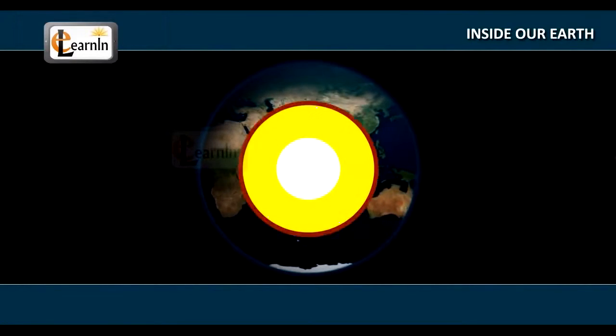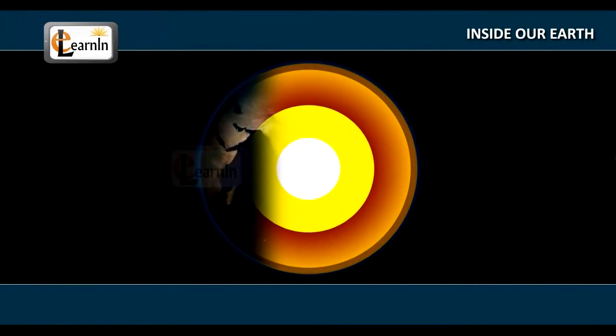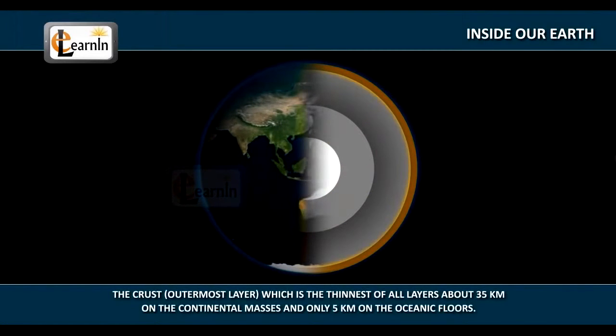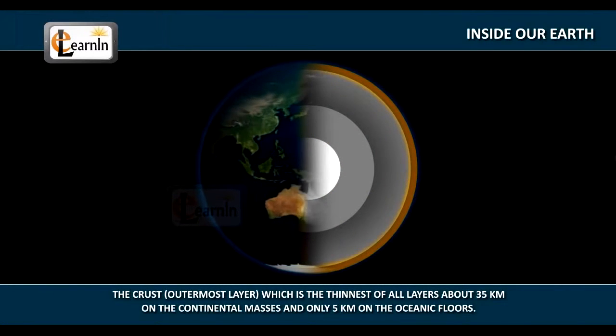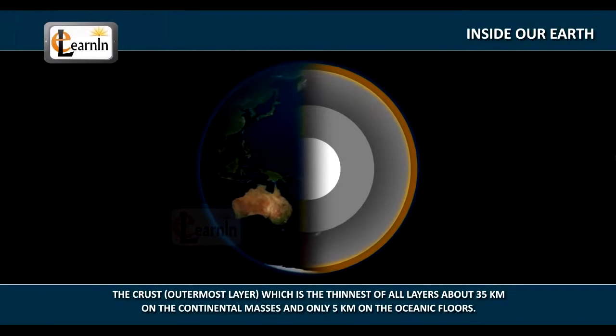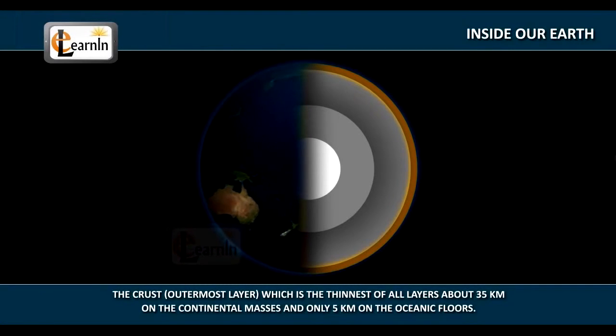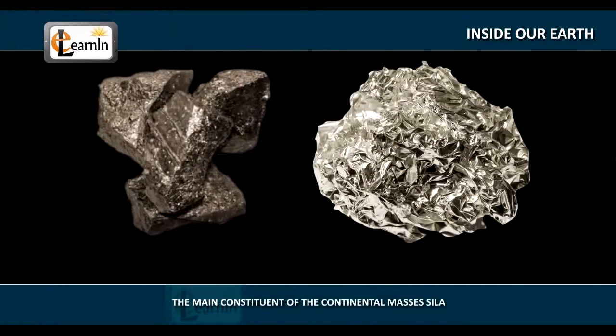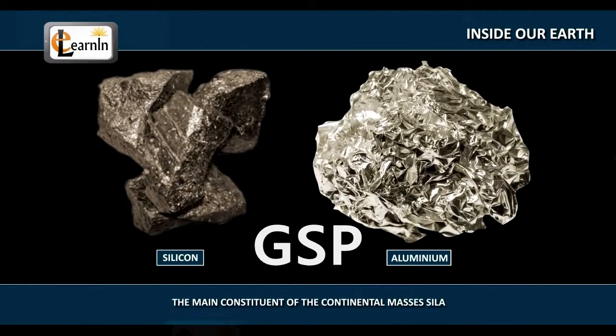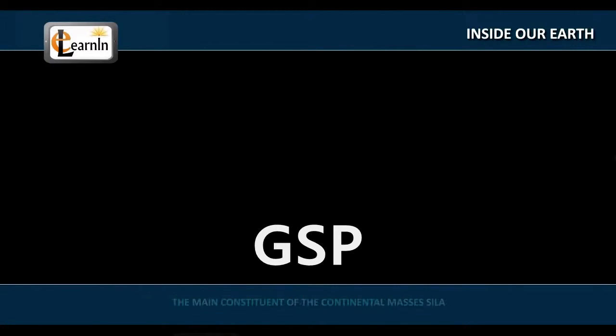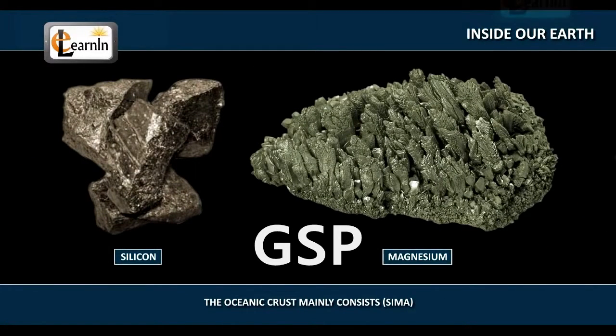The Earth is made up of several concentric layers with one inside the other. The outermost layer is called the crust, which is the thinnest of all layers, with a thickness of about 35 kilometers on the continental masses and only 5 kilometers on the oceanic floors. The main constituent of the continental masses is silica and aluminum, which is also referred to as Sial, whereas the oceanic crust mainly consists of silica and magnesium and is therefore called Sima.